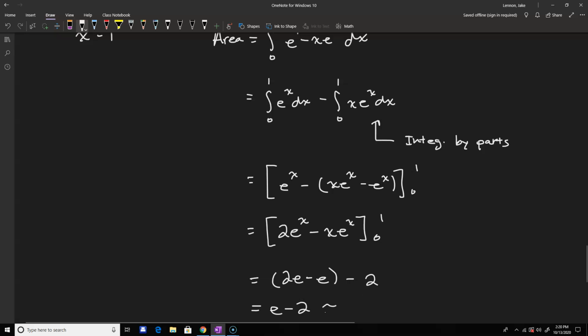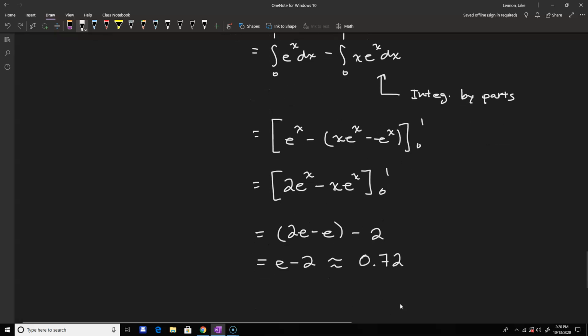Which, you know, if you want, is about 0.72. All right, so that's it for this example. Again, the graph may have been a little more challenging, but really nothing was too much different.